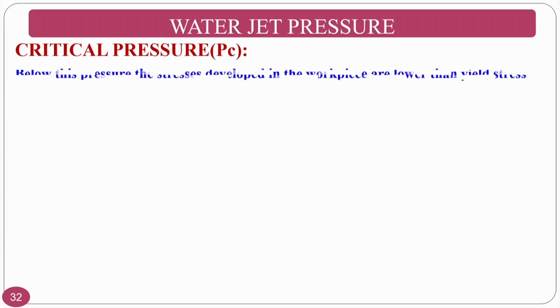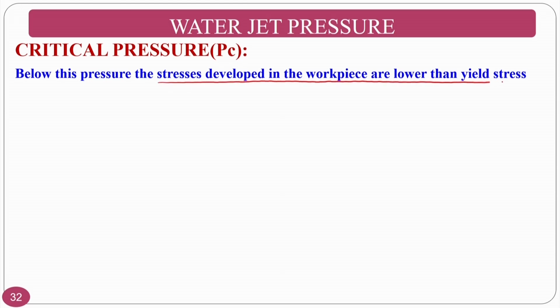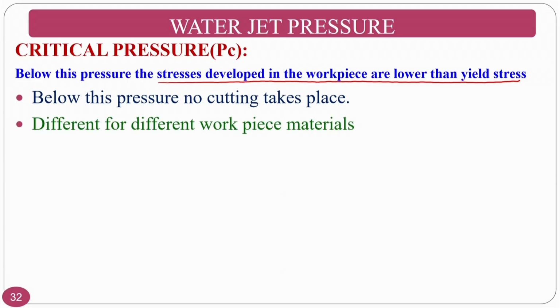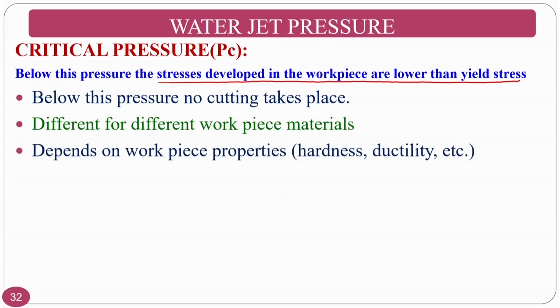So, the critical water jet pressure, as we have seen in the previous slide: below this pressure, the stresses developed in the workpiece material are lower than the yield stress. That means material removal will not take place, because yielding itself is not taking place. So, below this pressure, no cutting takes place. This critical pressure is different for different workpiece materials. If I want to cut hard materials like stainless steel, your critical pressure will be different. If you want to cut aluminum, the critical pressure will be different. That depends on workpiece properties, that is, hardness, ductility and other things.